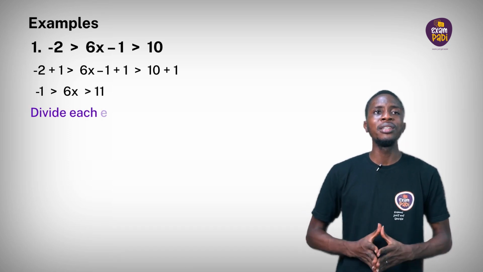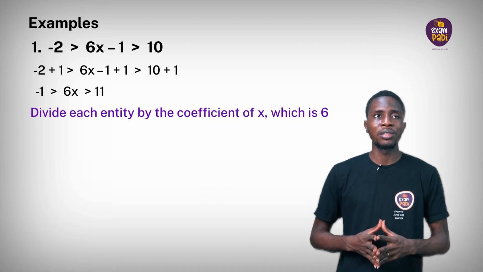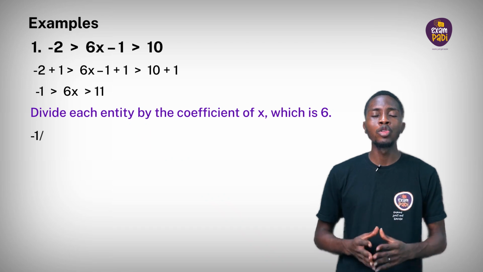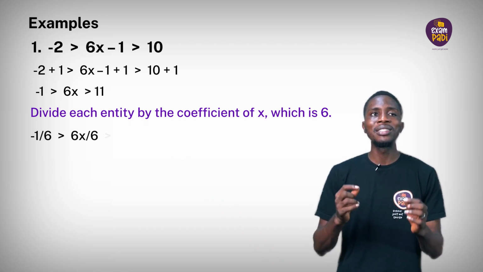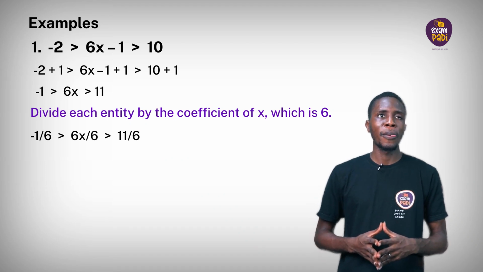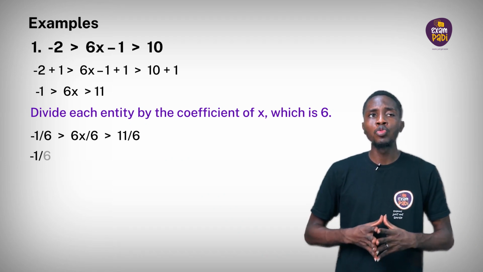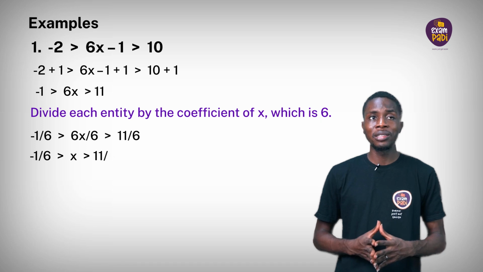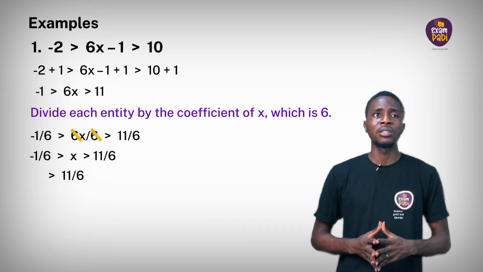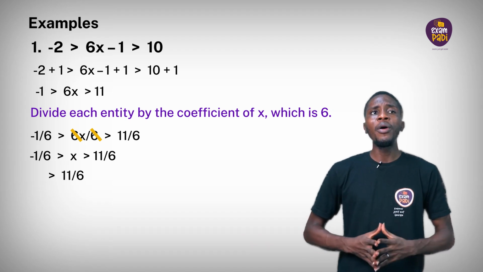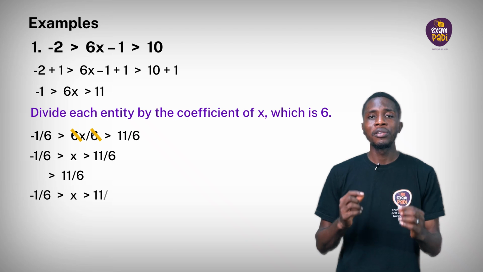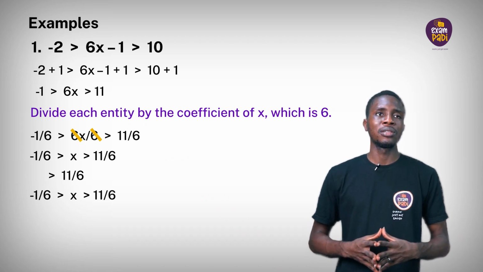Then divide each entity by the coefficient of x, and the coefficient of x is 6. So we have minus 1 over 6, 6x over 6, and 11 over 6. There we have minus 1 over 6 less than x, because 6 will cancel out 6, less than 11 over 6. Our final answer is minus 1 over 6 less than x less than 11 over 6.